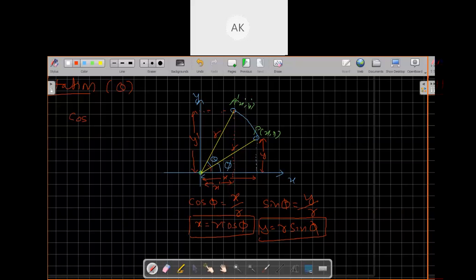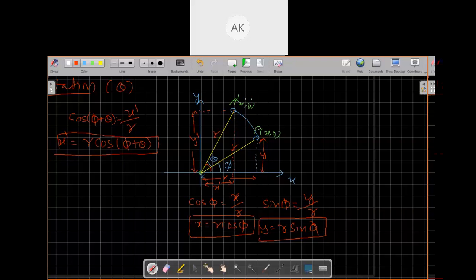Before rotating your object, now calculate the same values of x, y for the new or changed position, which is x dash, y dash. After rotating your object, this is your x dash and this is your y dash.